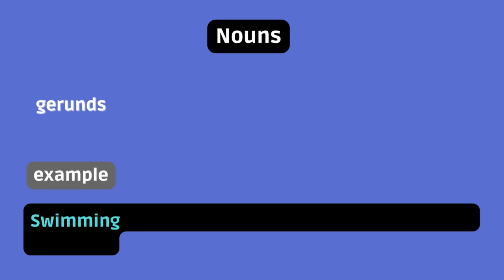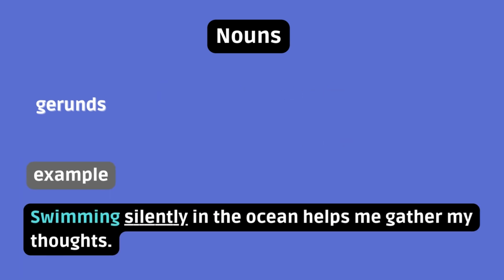Example: "Swimming silently in the ocean helps me gather my thoughts." Here, swimming is clearly the subject of the verb, and it's a gerund, as it's modified by the adverb "silently." For more info on gerunds, click the link.